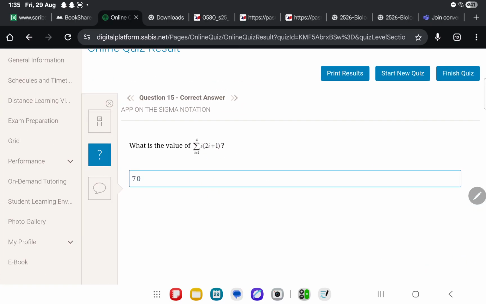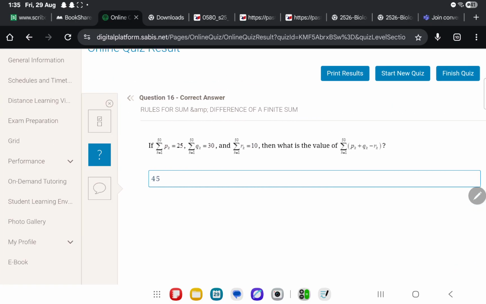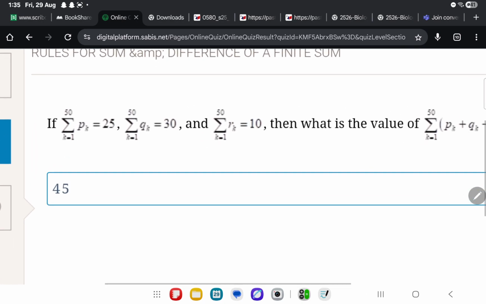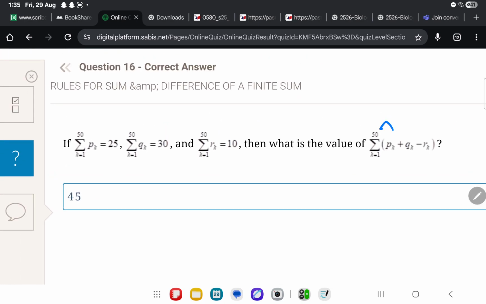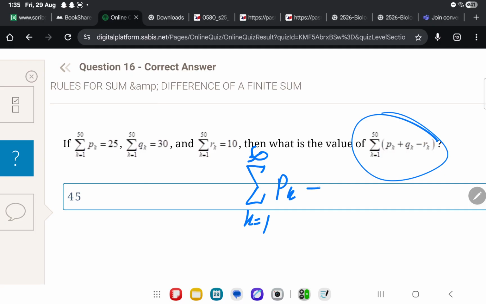Okay. Question 16, which was our last question. Obviously, again, you can do question 15 on a calculator like this straight away. This is the rule where you can distribute the summation across all of them. So let's apply that. I'm not going to rewrite the whole thing. I'm just going to set it equal to the sum of pk from k equals 1 to 50, plus the sum of qk, where k equals 1 to 50, minus the sum of rk from k equals 1 all the way till 50.